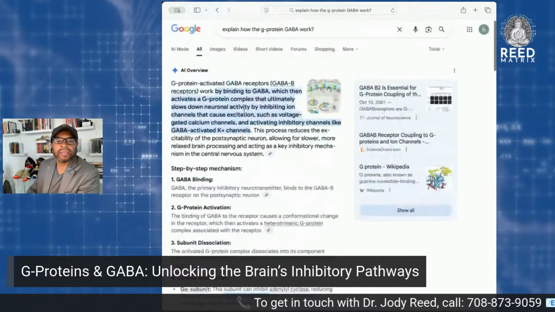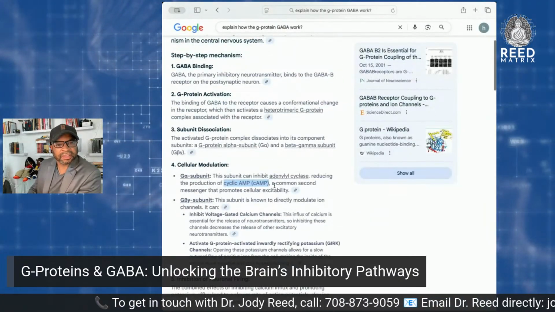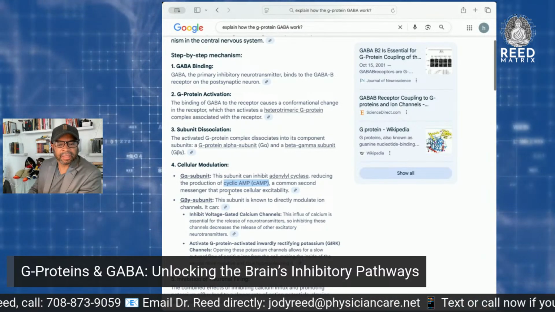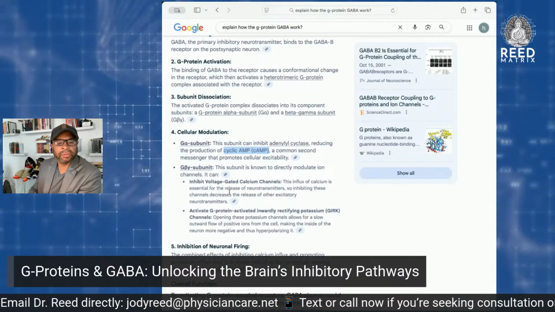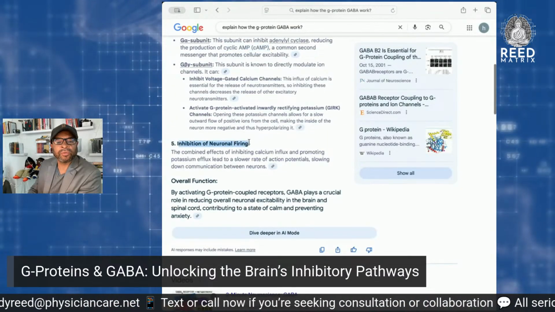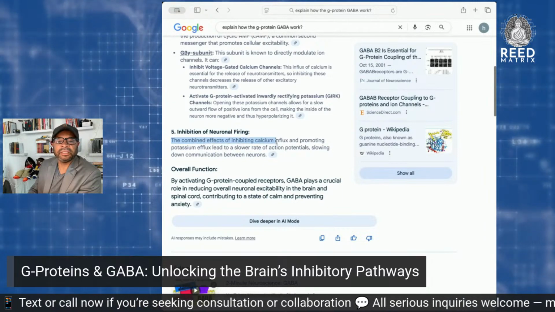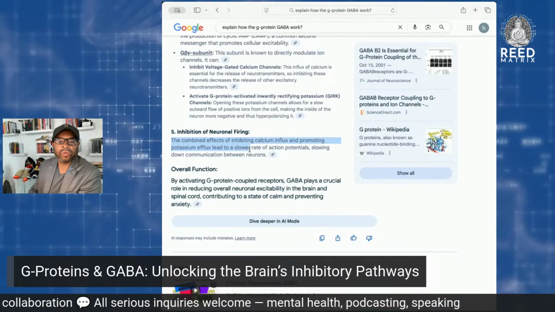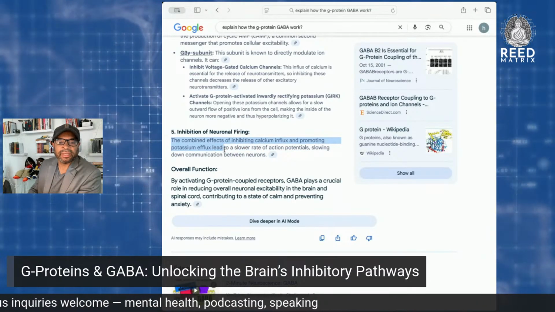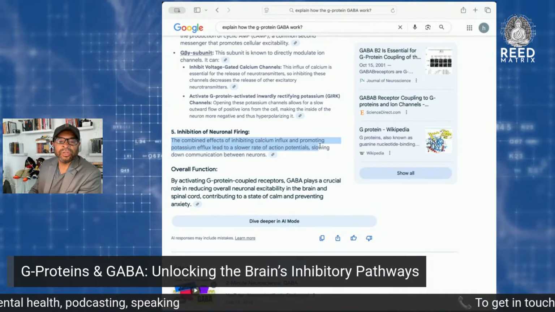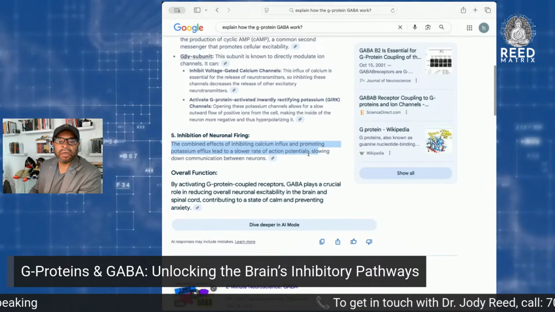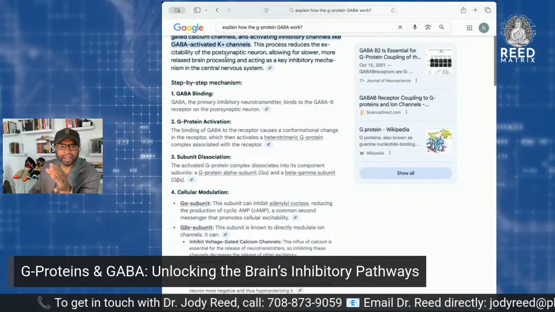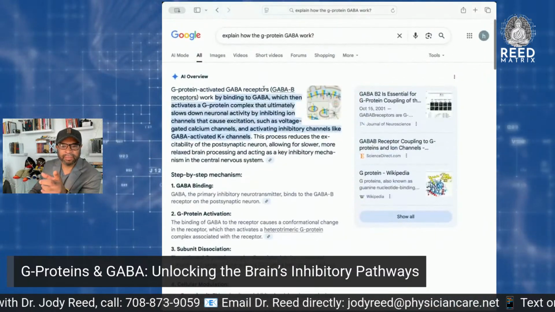Okay, makes sense. So these are the two. I guess this is it right here. The mechanism is the alpha subunit on adenylate cyclase and the beta subunit on the channels. This is the mechanism by which GABA decreases the inhibitory tone. Okay, next, inhibition of neuronal firing. The combined effect of inhibiting calcium influx and promoting calcium efflux from the cell leads to a slower rate of action potential, slowing down communication between neurons. This here, I think, is a very simple example of GABA and its effects.